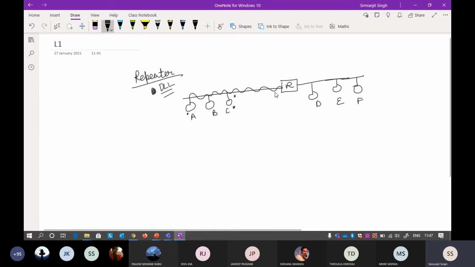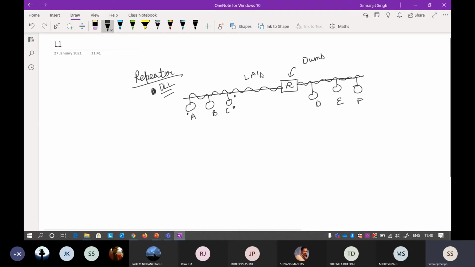Okay, so the repeater does nothing. It will again repeat the signal, and it will send the message to D, E, and then F. Eventually they will discard the message, but I will say that a repeater is a dumb device, particularly because the destination station has already received the message. Still, the repeater is again transferring this particular message across to the other end of the LAN.